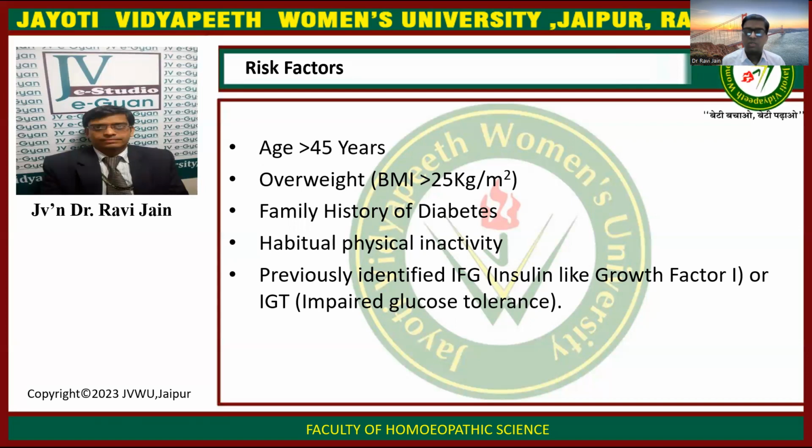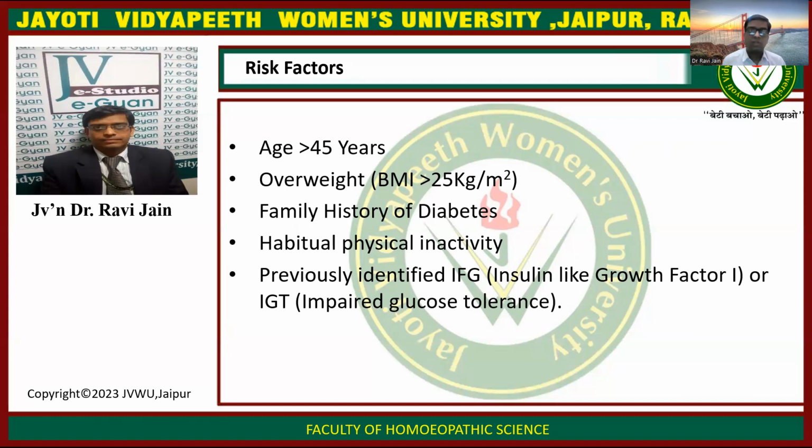Now, what are the risk factors? Who are the individuals who are prone or at risk for development of diabetes mellitus? Individuals greater than 45 years of age. As age progresses, the chances of diabetes mellitus increase. Overweight individuals with a BMI greater than 25 kilogram per meter square. Those having a family history of diabetes mellitus. Habitual physical inactivity, those people who are not doing any kind of physical activity. And previously identified IFG, that is impaired fasting glucose, or impaired glucose tolerance.